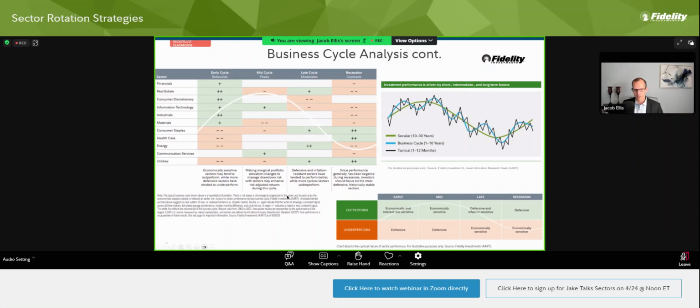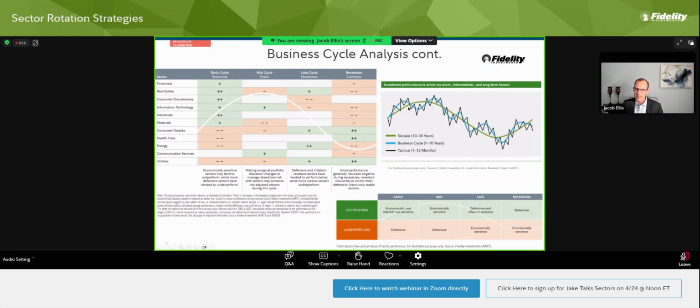Outperform versus underperform. Here's another way to visualize this over time. We might think of the business cycle as the blue line in here and how it grows and stretches over time. If we wanted to look more short term, you'd usually call that some sort of a tactical cycle.